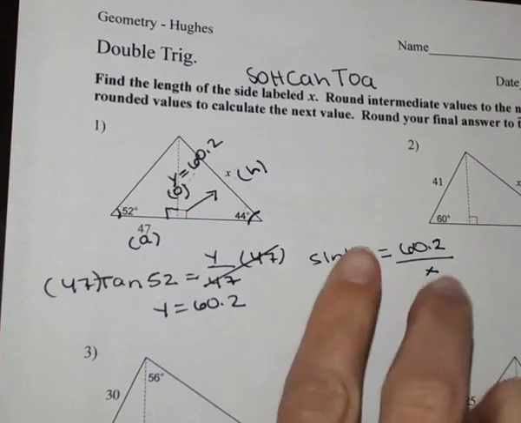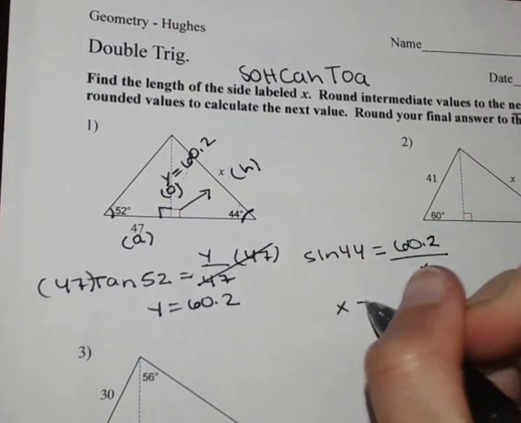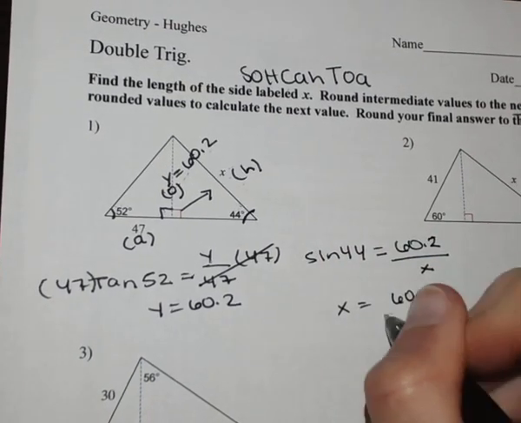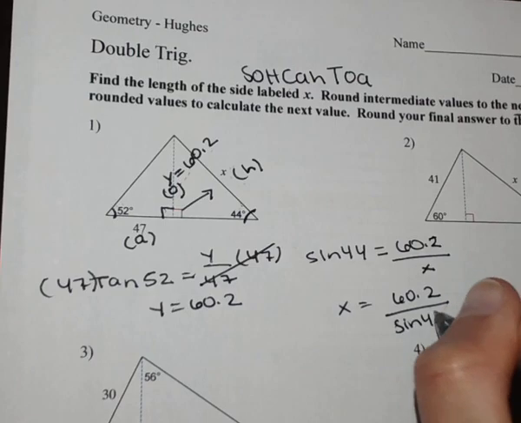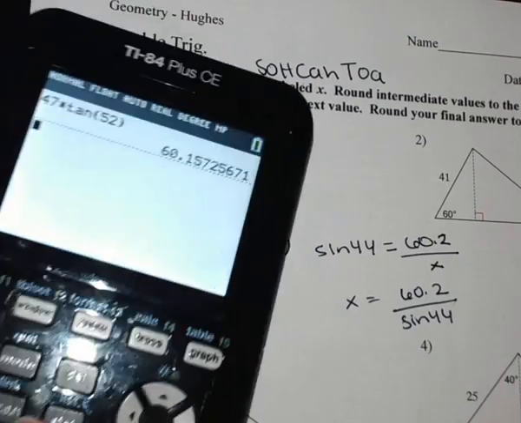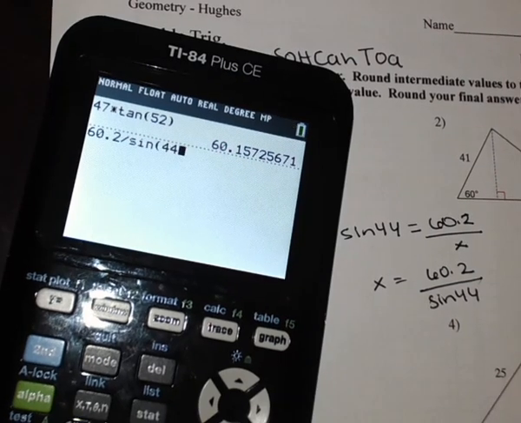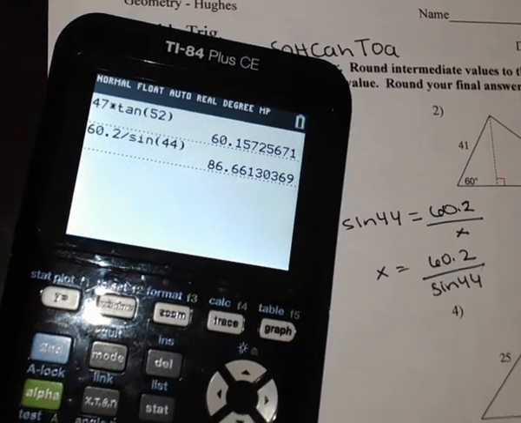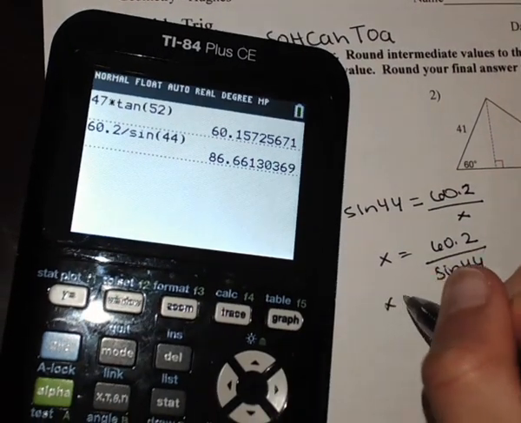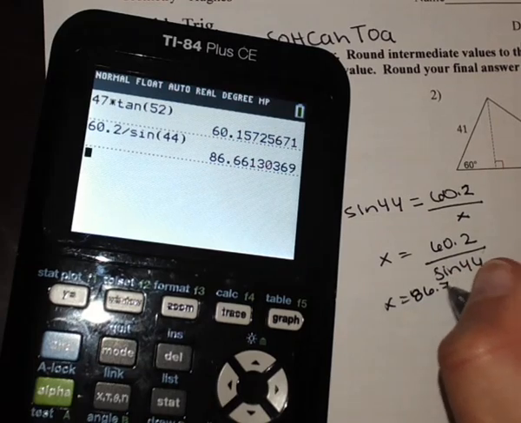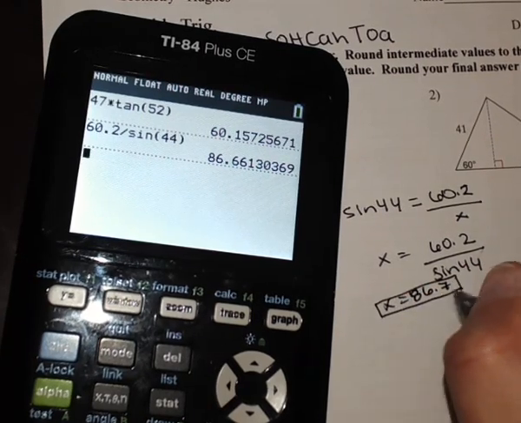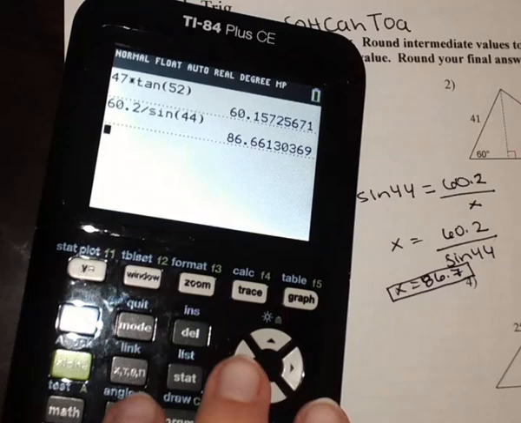Now the shortcut for division is to flip these two, so we'll write it as x equals 60.2 over sine 44, so we'll type it in as 60.2 divided by sine 44. So your final answer for number 1 is 86.7. And that's how you complete double trig.